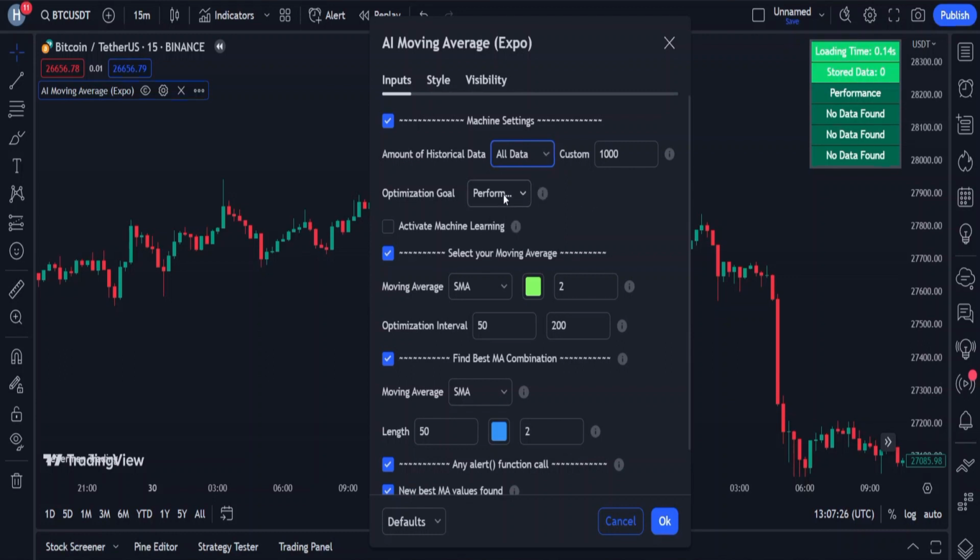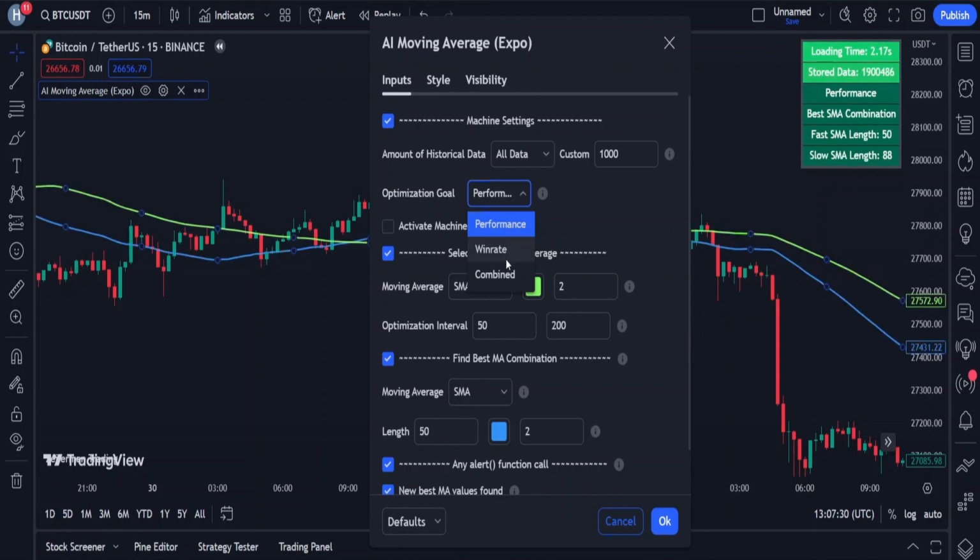Next, we can choose what the optimization goal is. As you can see, there are three options. The first option is Performance, which means that you will get the best MA value based on which MA period performed best in terms of the percentage caught. If you choose Win Rate, it means that you get the best moving average value based on the MA that provides the highest win rate. The final option is Combined.